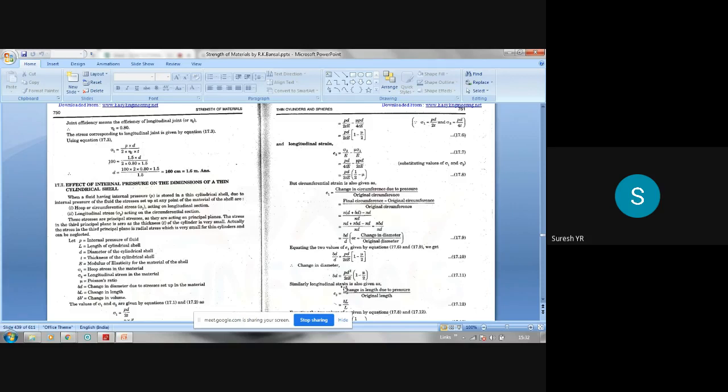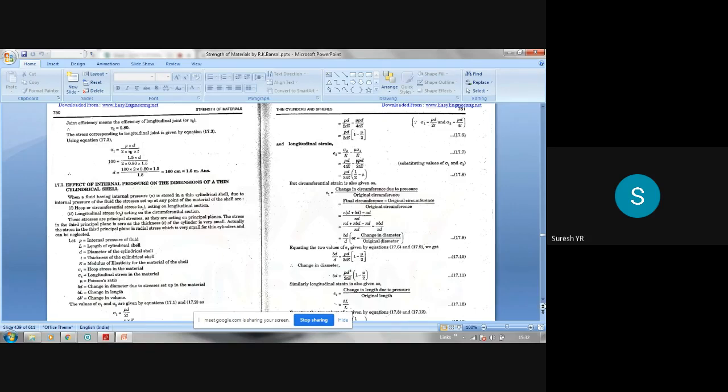You have to remember this for doing problems. If a problem is given to calculate the change in diameter, you have to use this formula directly, because they will give all the data. P, T, D, mu, E, everything will be given. Directly you can use this formula. So remember this formula for calculating the change in diameter in the case of a thin cylinder subjected to internal pressure. To get the expression for change in diameter, we have equated the expression for circumferential strain using generalized Hooke's law and using the definition. That's all.